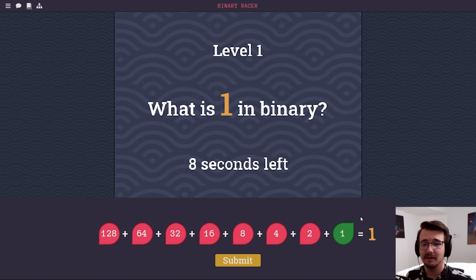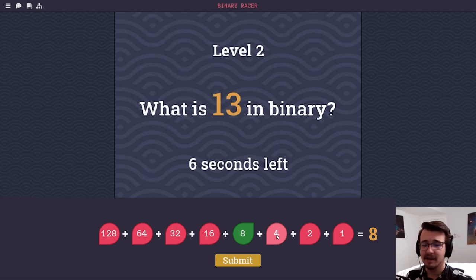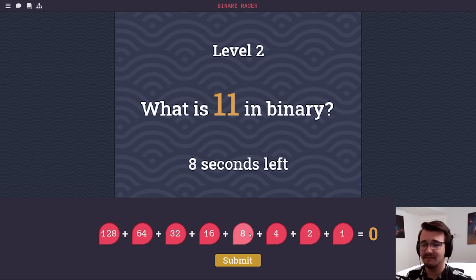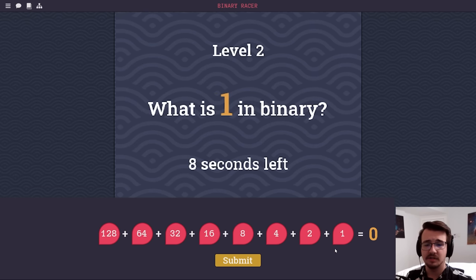What is 1 in binary? 1. What is 2 in binary? 2. What is 3 in binary? 2 plus 1, which is 3. What is 13 in binary? 8 plus 4 plus 1. What is 6 in binary? 4 plus 2. What is 11 in binary? 8, 2, 1. What is 12 in binary? 8, 4.